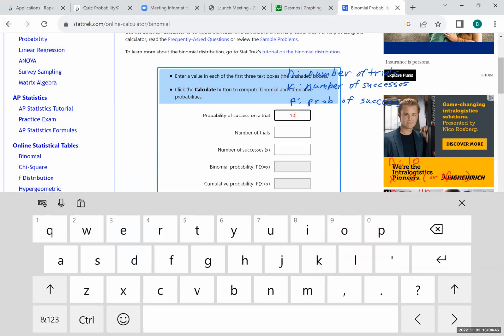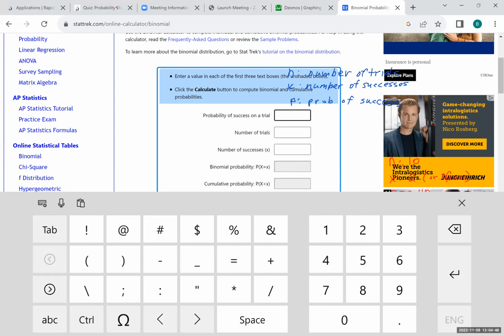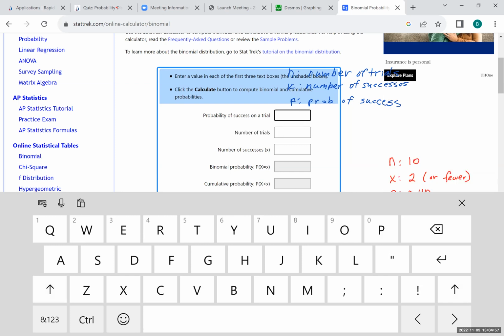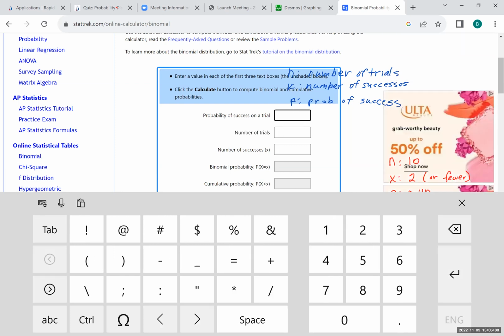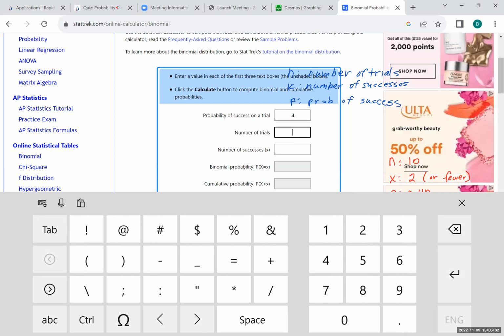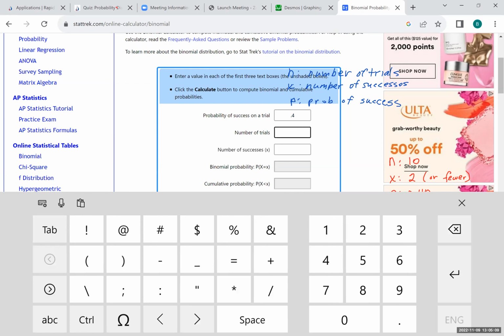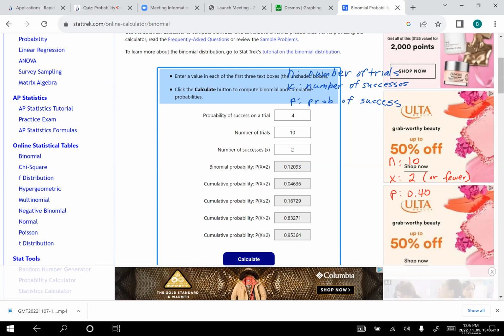Too big. This thing picked a good time to go wacky on me. How in the world was 10? Oh, wait, no, wouldn't that be 0.40? Yeah, I'm sorry, I am losing it. There we go, 0.4. That's why it was too big. Probability can't be 10, can it? No. Now number of trials, that's the 10, isn't it? Yeah. And the number of successes was 2 or fewer. So that's the 2. And now it should magically work.